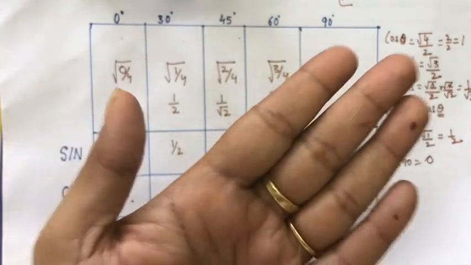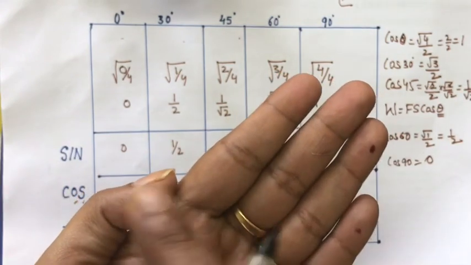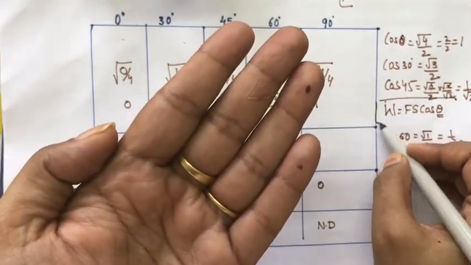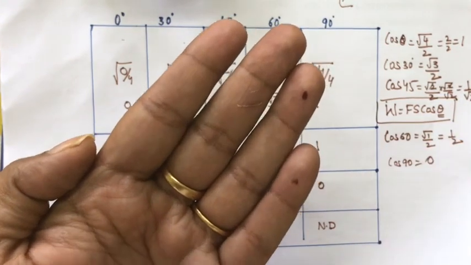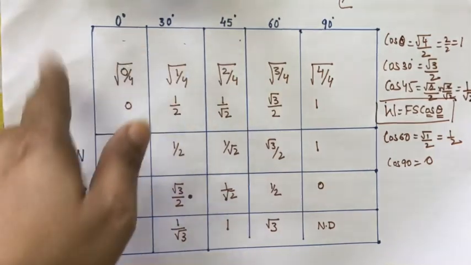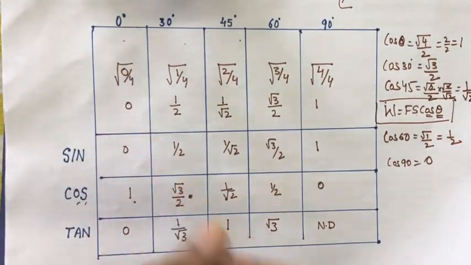So in this way also you can learn the value of cos for this formula when we are using W is equal to Fs cos theta, because here only what we require is cos. But this entire table will be very useful for your further studies.